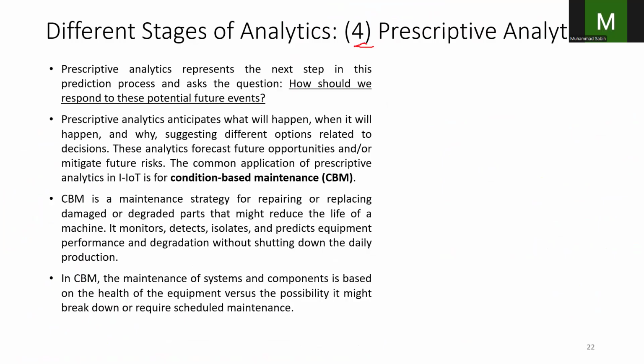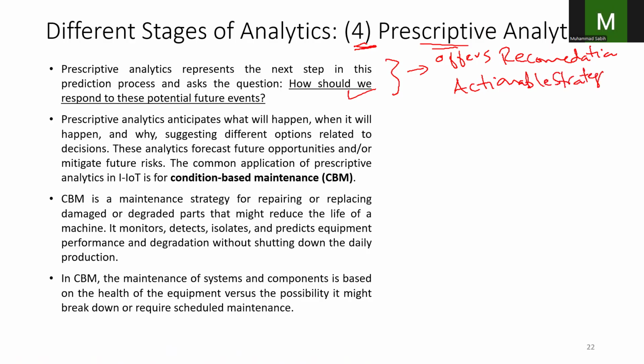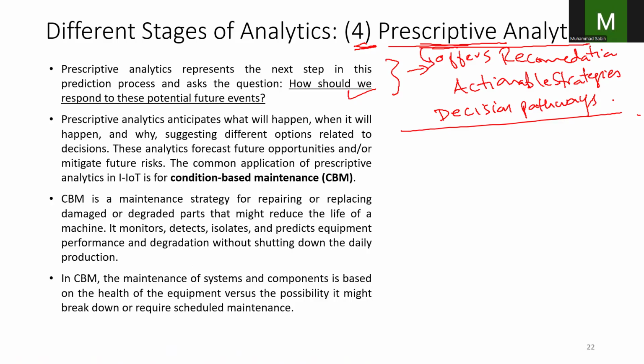We now move to the most advanced stage of analytics, predictive prescriptive analytics. This level does not just predict what will happen; it goes a step further to answer the question: how should we respond to these potential future events? So predictive prescriptive analytics offers recommendations, actionable strategies and decision pathways. It tells us what action to take, when to take it, and why it is necessary, based on the predictive outcomes and also the risk evaluation.